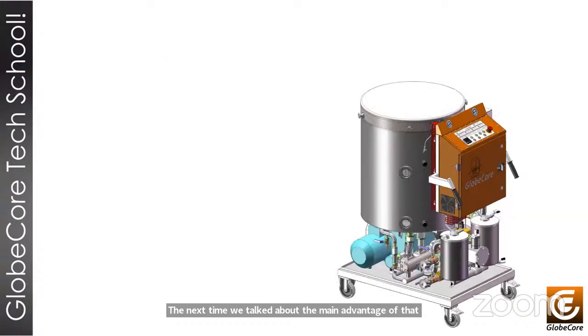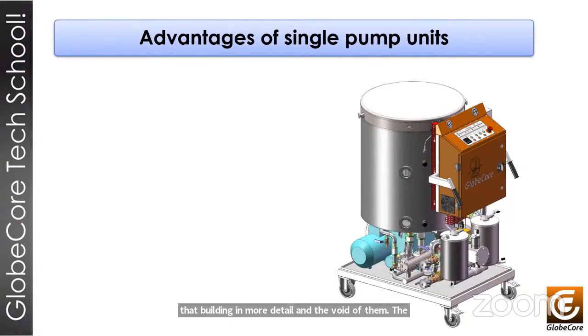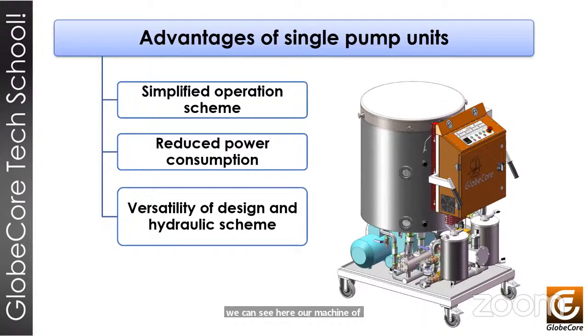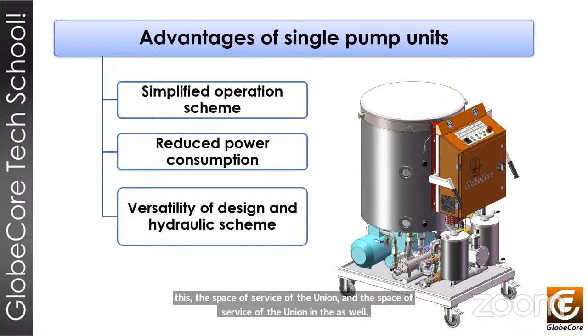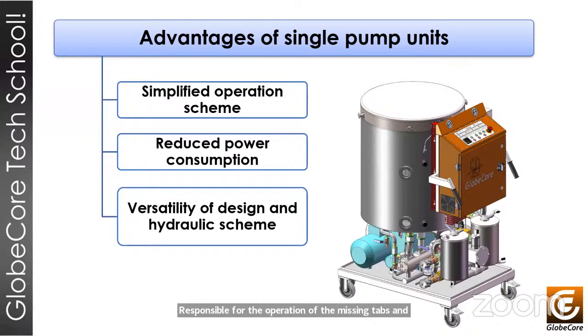We can see here our machine of the LST series, and now let's take a closer look at the advantages of the single pump. One of the important advantages is a simplified operation scheme. Simply put, the number of valves and the complexity of the piping have been reduced, and this makes it possible to increase the service space of the unit, as well as to reduce the amount of electronics responsible for the operation of the valves and simplify the operation logic.